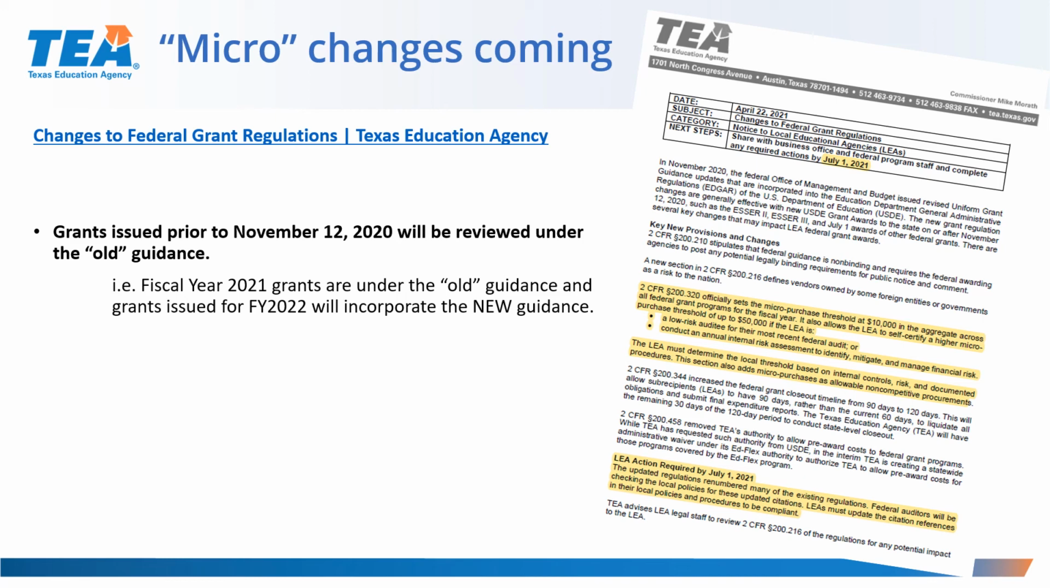Small purchases. The simplified acquisition threshold is $250,000 for purchases. However, for ISDs and ESCs, the state threshold is lower, that being $50,000 or less in the aggregate per TEC 44.031. Nonprofits and charter schools are allowed to use the $250,000 simplified acquisition threshold.